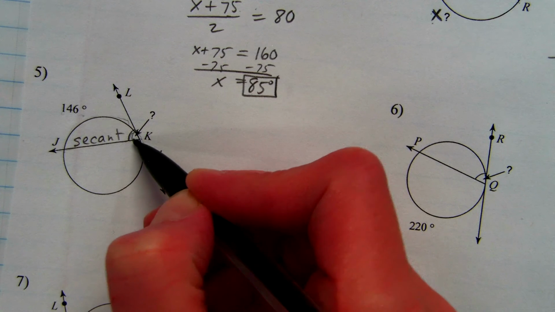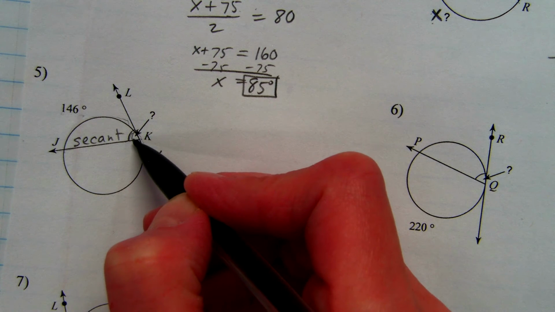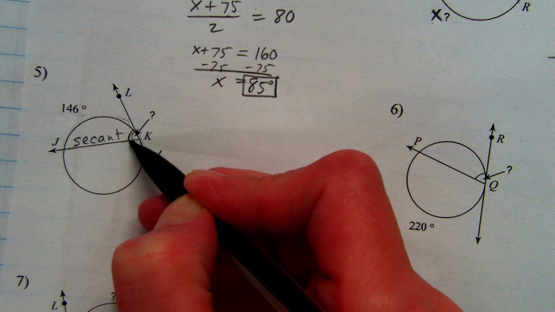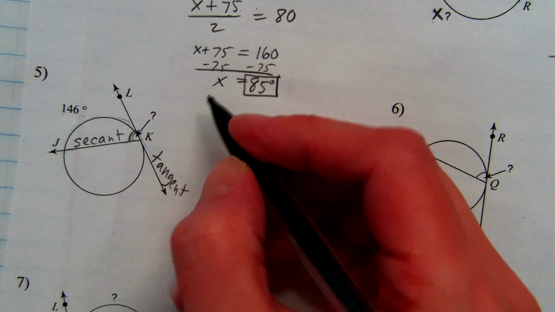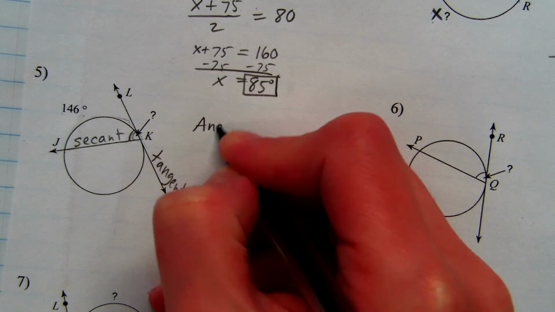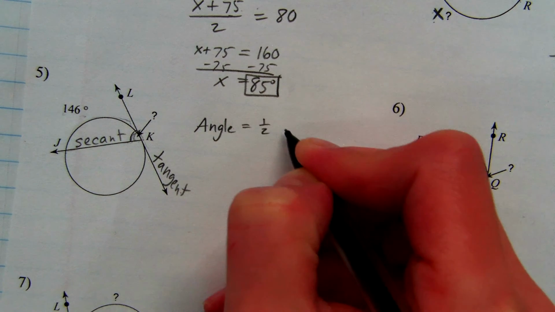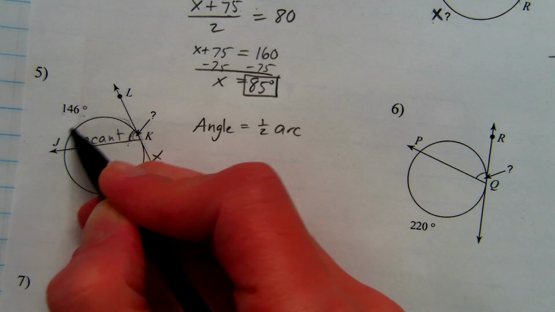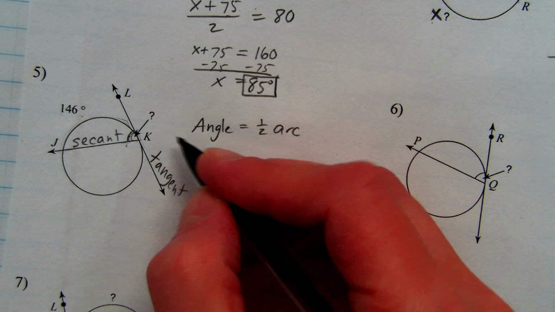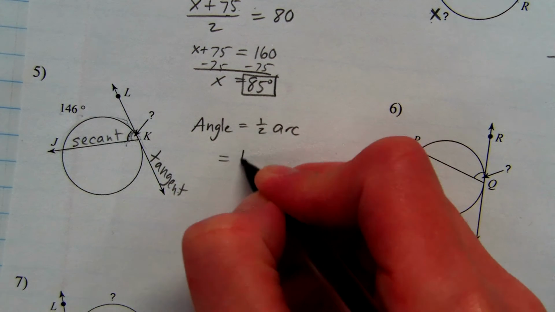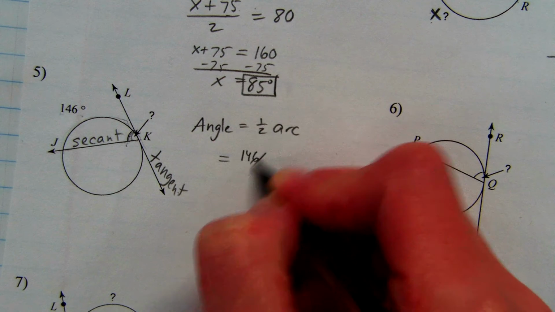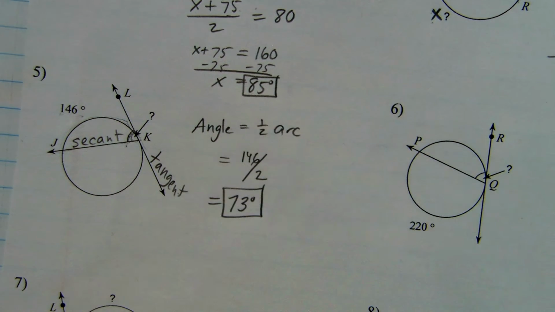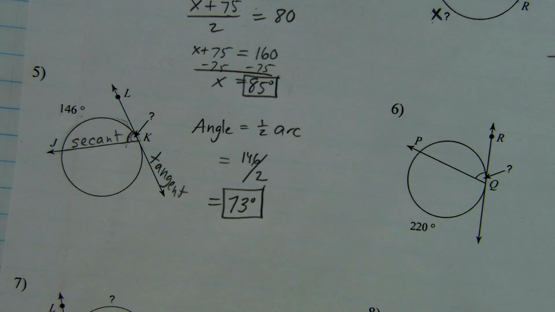And this is a similar situation to what we saw yesterday with our inscribed angles. The angle is half of the arc. So let's write that down. The angle is half of the arc. And that has to be the angle that's inside that particular arc. So our angle is going to be half of 146. We can take 146 and divide by 2. We get 73 degrees. And that's pretty straightforward.